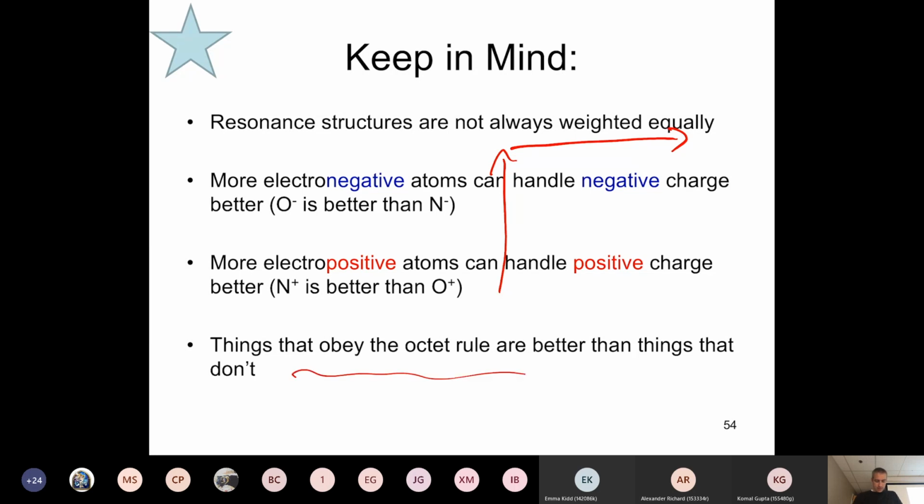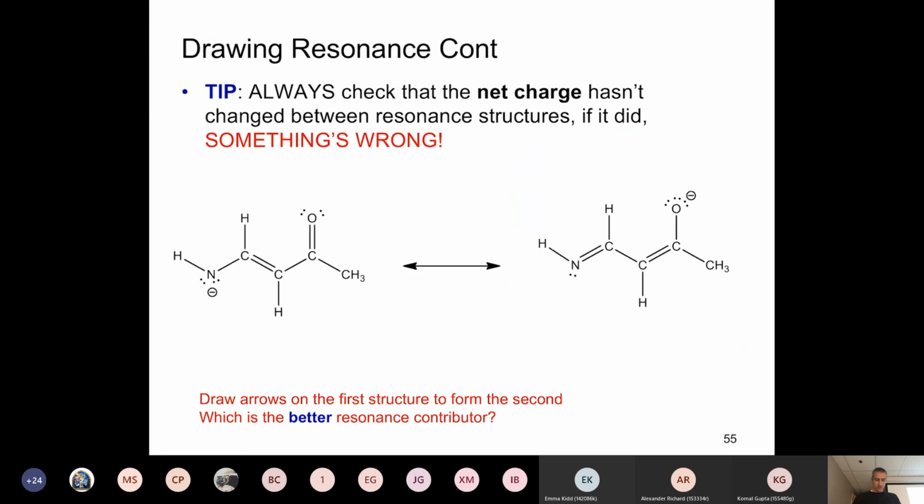Generally speaking, it's better to have atoms obey the octet rule. There's some exceptions to that, I think like we saw with boron. Boron often does not have a full octet, as we'll see.